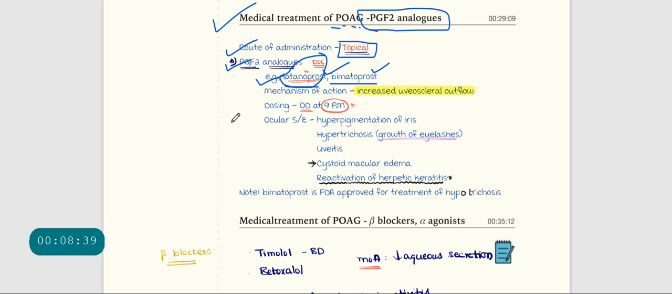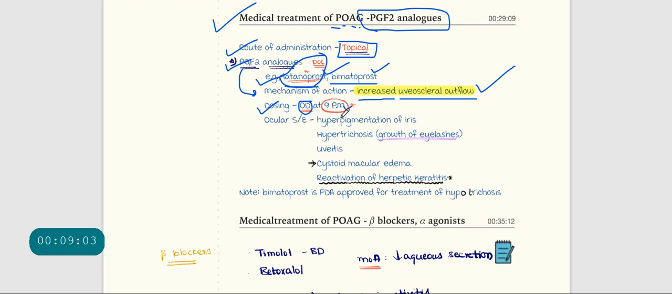Now what is the mechanism of action of these agonists? They increase the uveoscleral outflow. Okay, they increase the uveoscleral outflow, and the dosing is OD dosing at 9 p.m. Okay, there is a once dose at 9 p.m. So that is why they are the drug of choice.